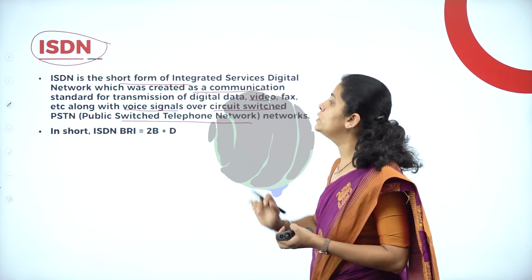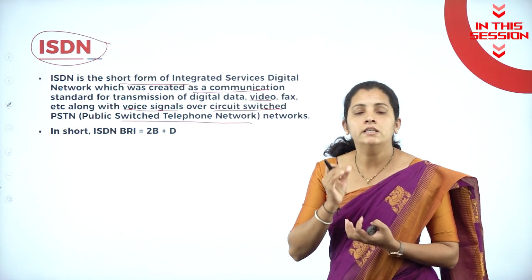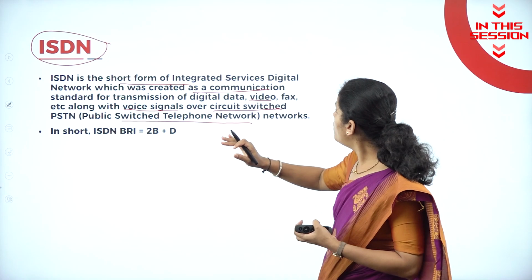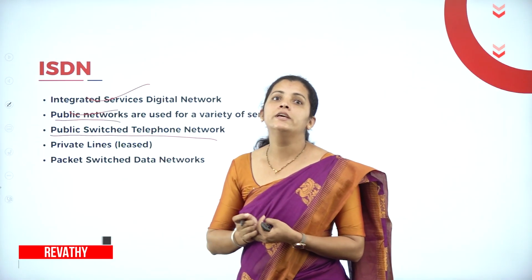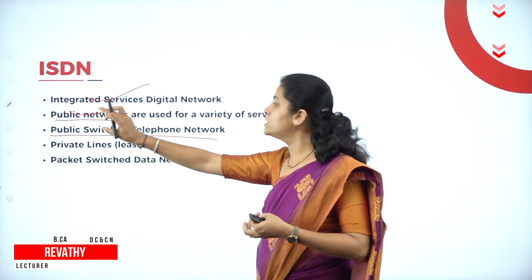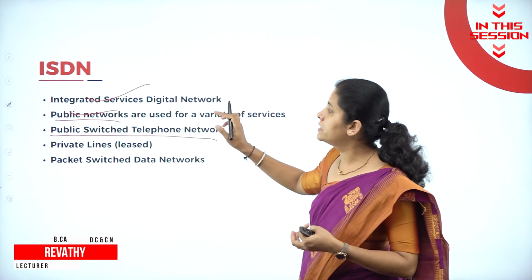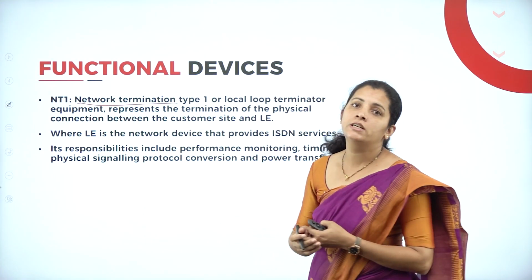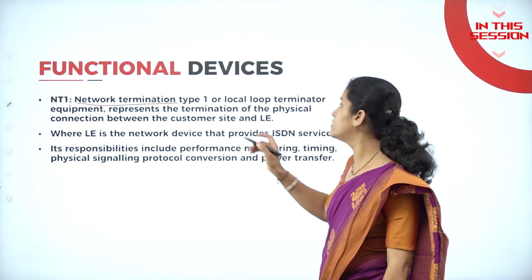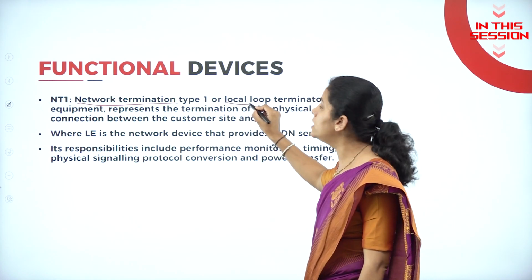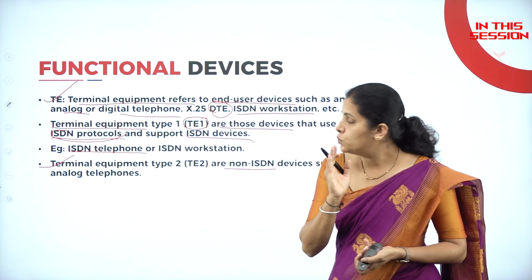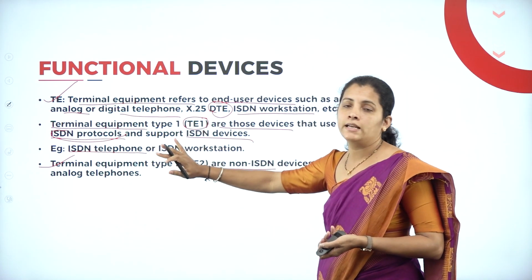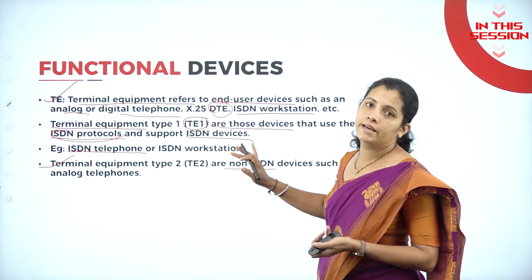It is mainly used to transmit digital data over circuit switched network. Most commonly used public switched telephone network is ISDN. Network termination type 1, or it is also called local loop terminator. Terminal equipment type 2, then that indicates that it is a non-ISDN device.